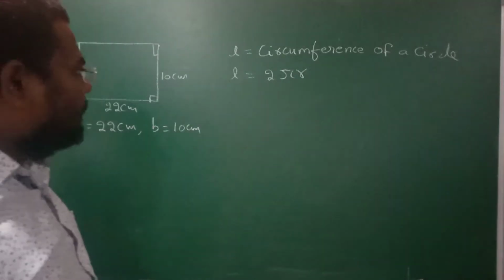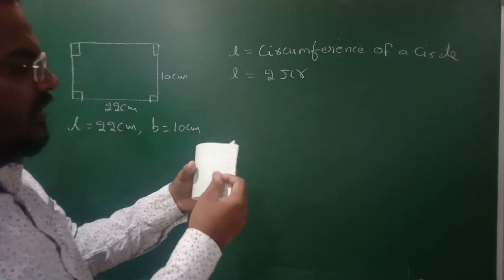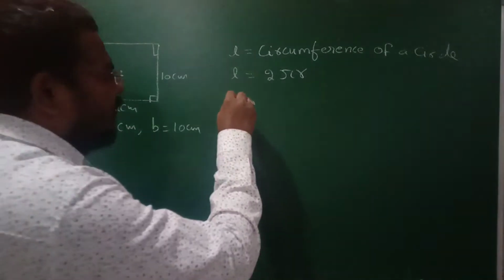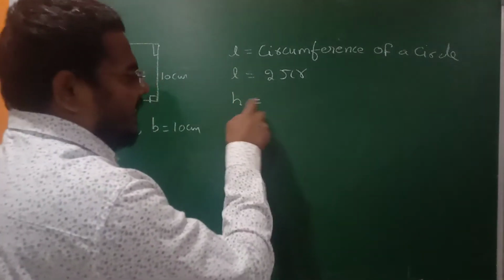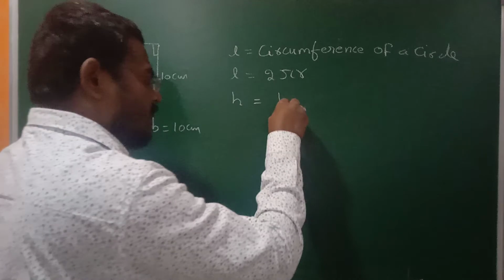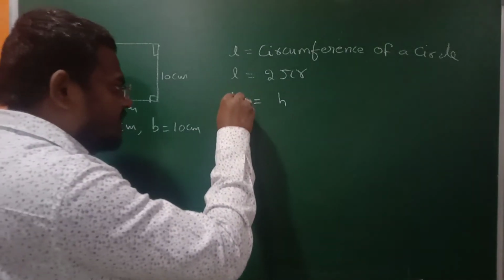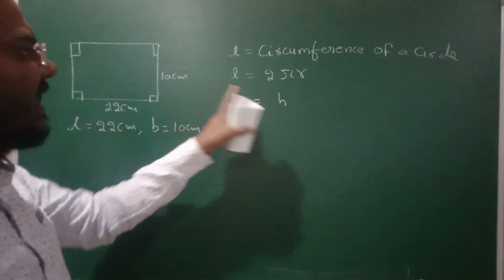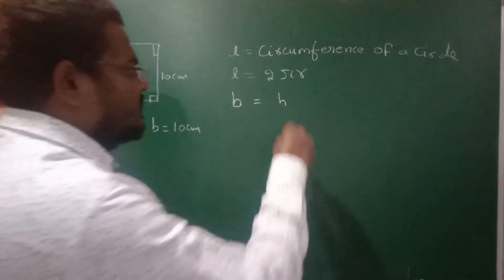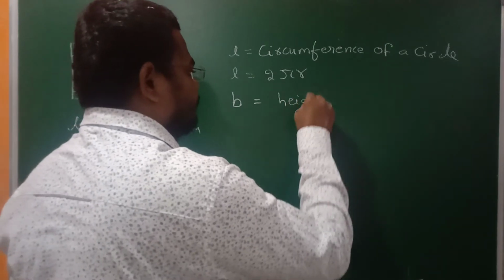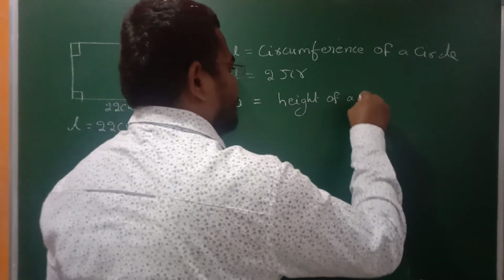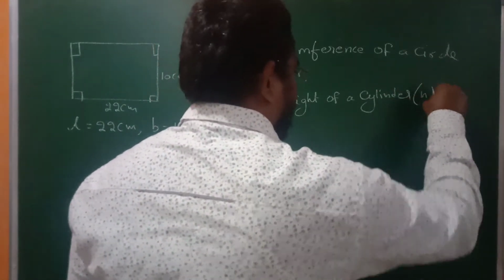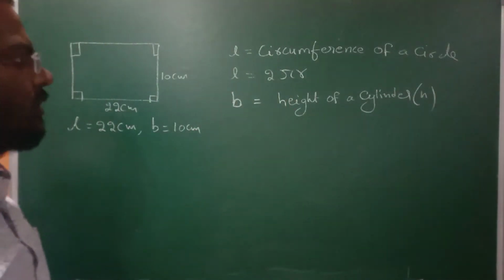And the breadth is nothing but here the height of a cylinder. So the height of a cylinder is h. That means the breadth is equal to height. The breadth of a rectangle is acting as the height of a cylinder, which is h.